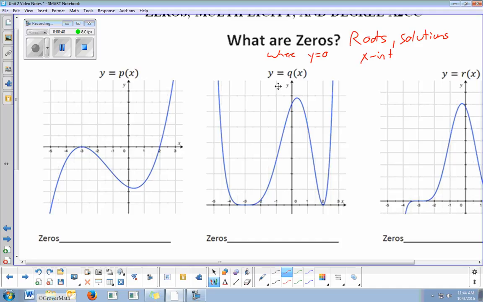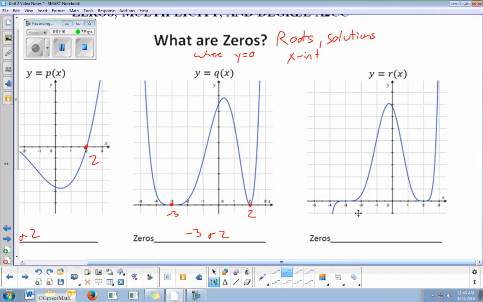So what are the zeros of these graphs? Well, I can see right here I have one at -3. Sorry if the numbers are a little small. Here's -3, and here is 2. So the zeros on this one are -3 and 2. This one also has a -3, and this one also has a 2. So the zeros here are the same. And what do you notice about this graph? What are the zeros? -3 and 2.